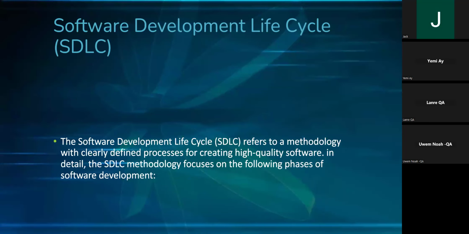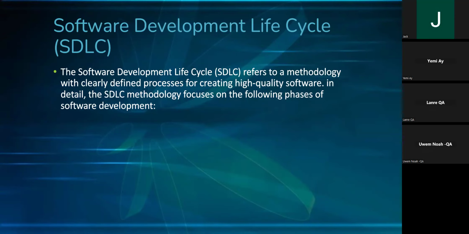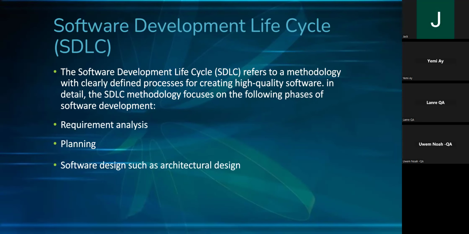Software development life cycle. Software development refers to a methodology which clearly defines processes for creating high quality software. In details, the software development lifecycle methodology focuses on the following phases of software development lifecycle. One, requirement analysis. This is done by the product owner, the business analyst, gathering requirement, coming in. We've got the planning phase. We've got the software design, such as architectural design phase.